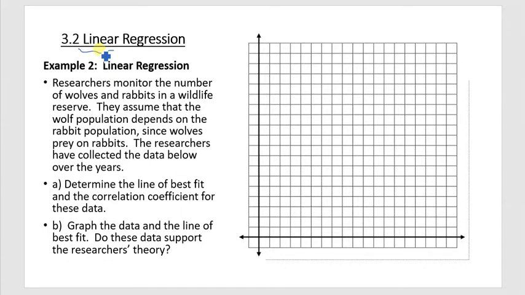Okay, so since wolves prey on rabbits, the researchers have collected the data below over the years. So I'll flip to the next slide and show you. But basically, let's determine the line of best fit and then the correlation coefficient. And we'll do both of those by hand and then also on Excel. And then we're going to graph the data and line of best fit. Does the graph support these theories?